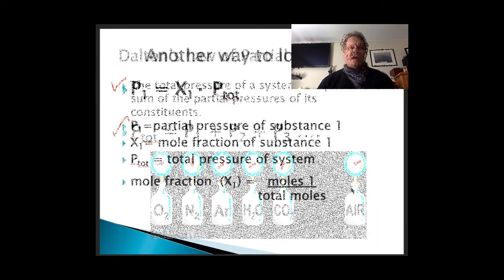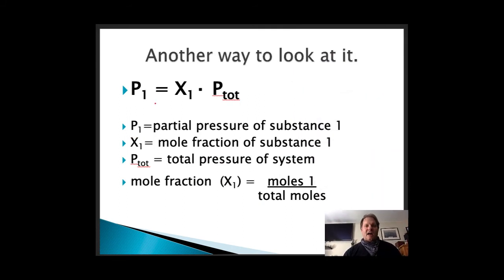Simple law. The law I like to use a lot is that the pressure of gas 1 is equal to its mole fraction times the total pressure. So P1 is the pressure of that gas I'm considering. X1 is the mole fraction of the substance, and the total pressure is the pressure of the system.